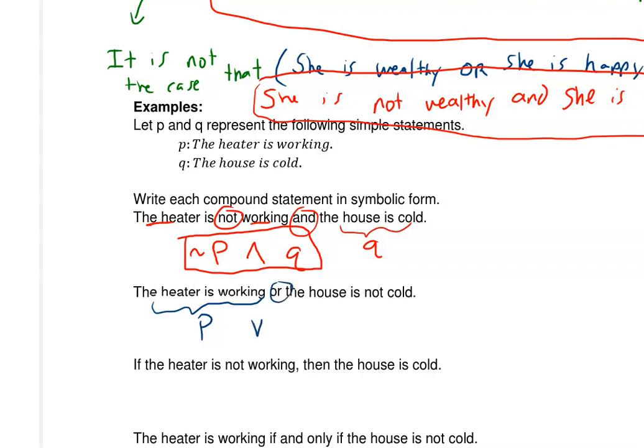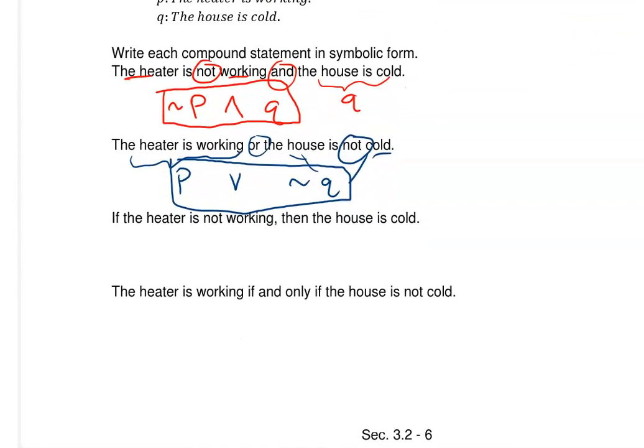Or is the V shape. The house is not cold, right? So the house being cold is statement Q, but we are negating that statement, so we have to throw a squiggly line in front of that, and we get this symbolic representation here. P or not Q is how you would read that symbolic representation.